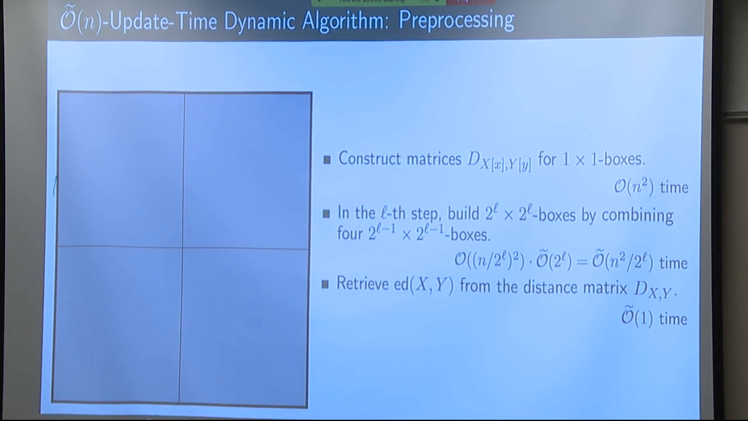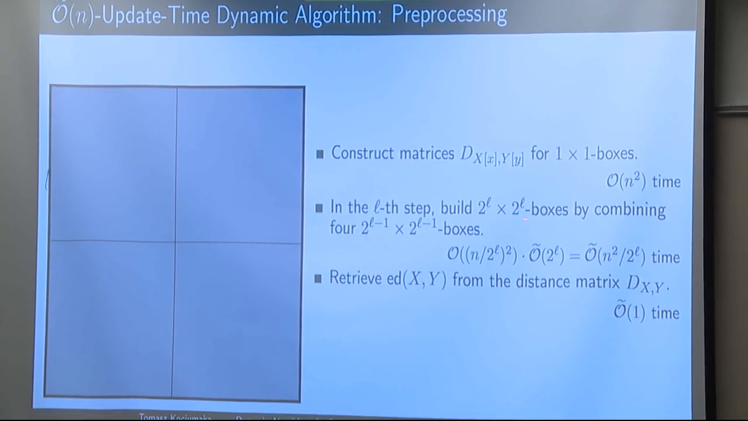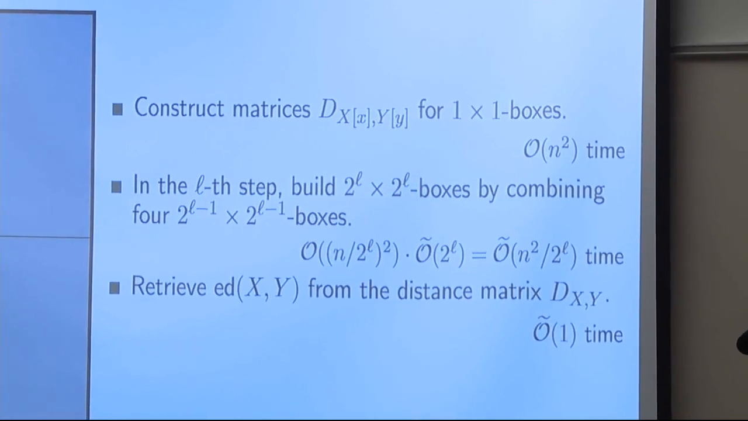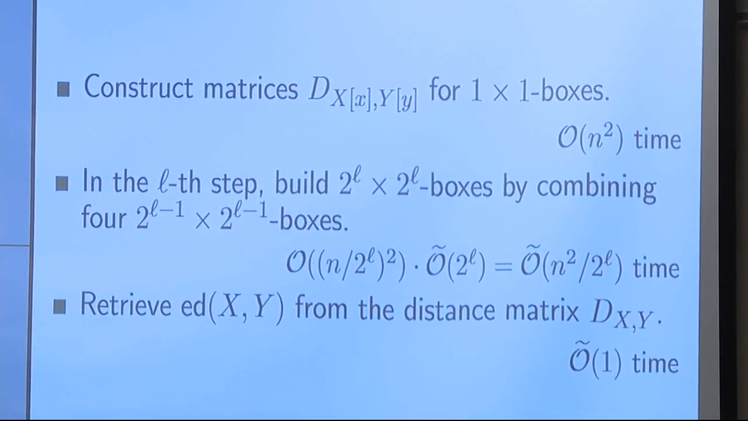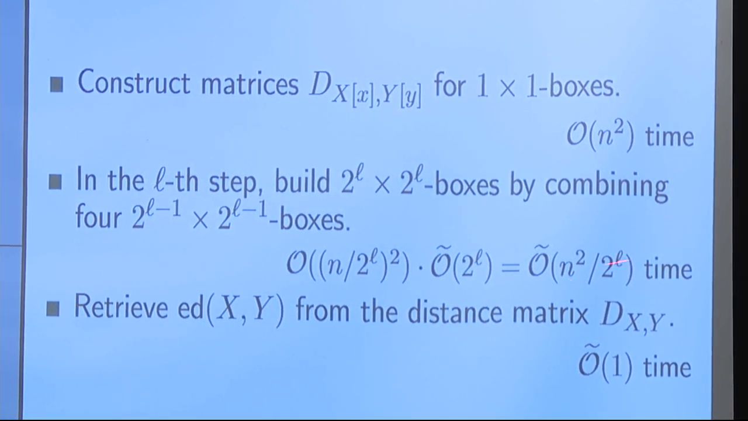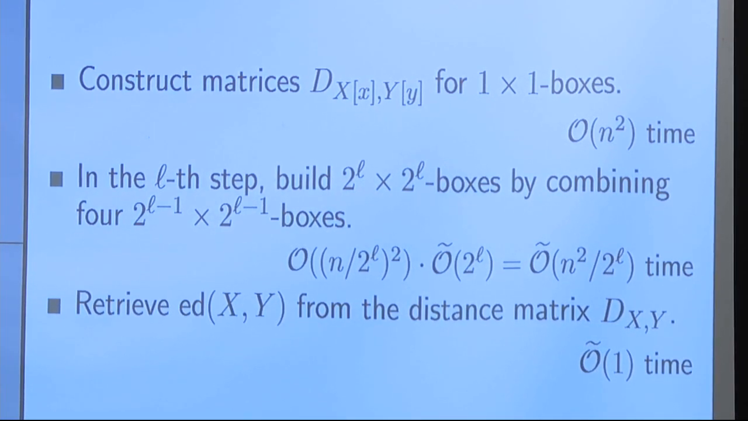In terms of the running time, computing the distance matrices for these 1 by 1 boxes takes constant time per box, so n squared in total, because these are just objects of constant size, which we can hard code in the algorithm. While for every box of size 2 to the L by 2 to the L, we obtain it by combining 4 smaller boxes. And this combine operator takes linear time in the dimension of the box, so 2 to the L up to log factors. And the number of boxes of size 2 to the L by 2 to the L is n squared by 2 to the L, and everything squared.